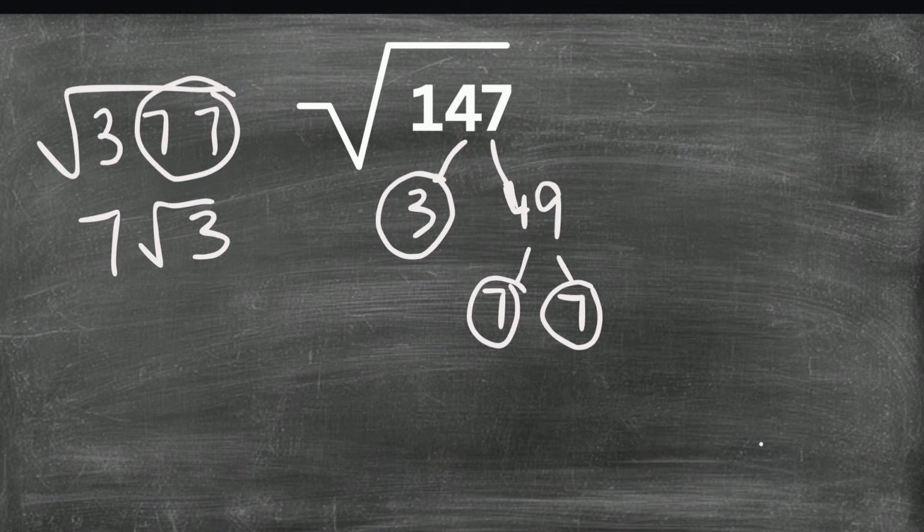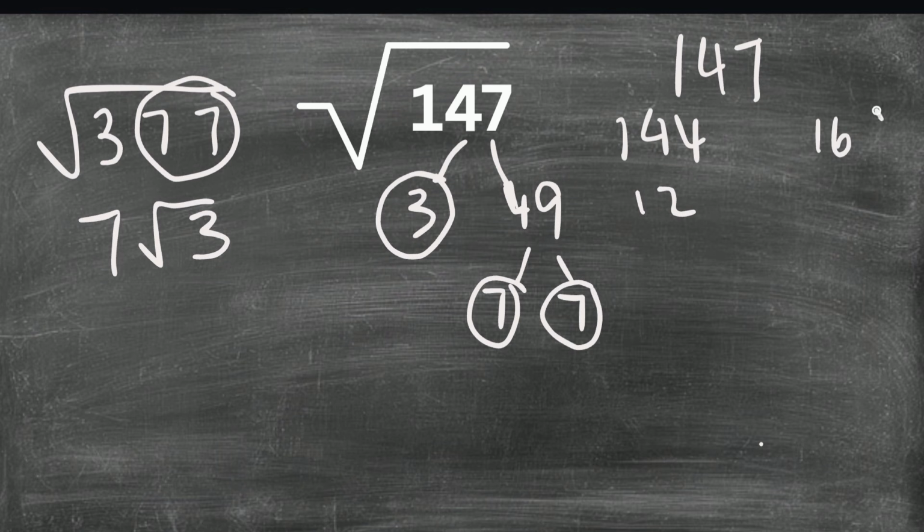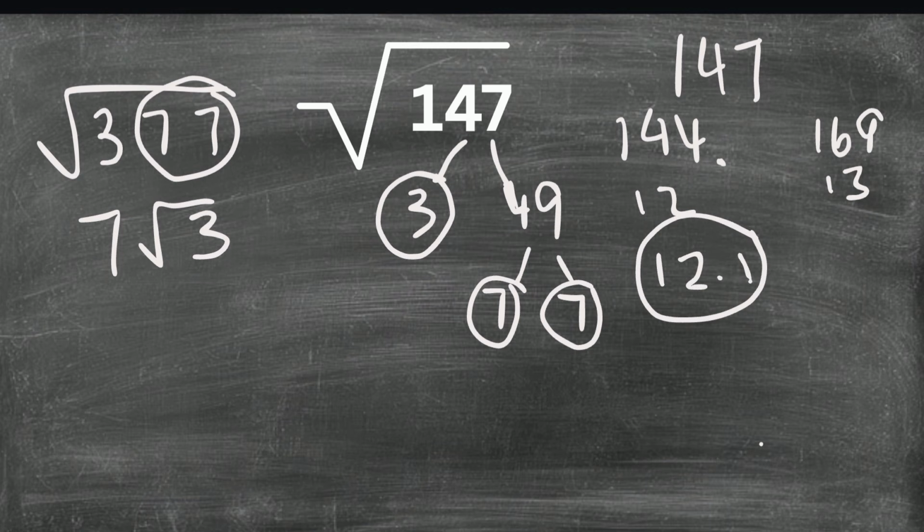Now, if I want to estimate the decimal, I have 147. And I know it's between 144, which is square root of 12, and then also 169, which is square root of 13. It's really close to 144, so I would guess 12.1. And if you put it in the calculator, it's going to be really close to that. So anyway, that's an easy way to estimate.